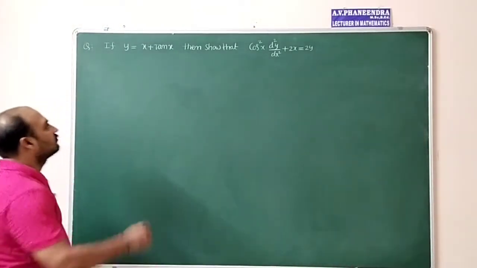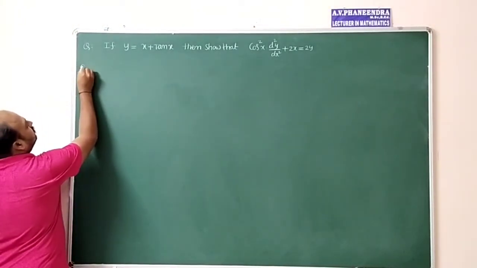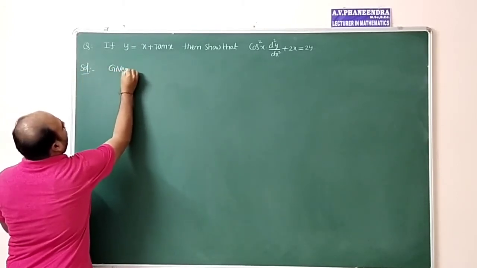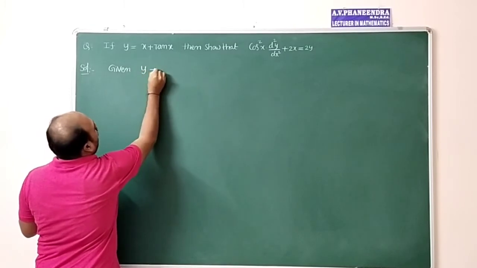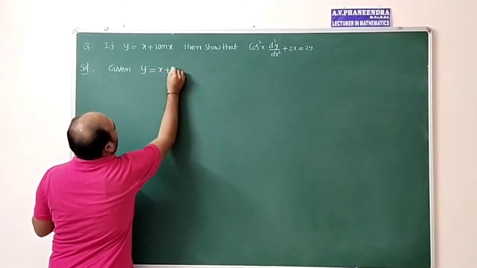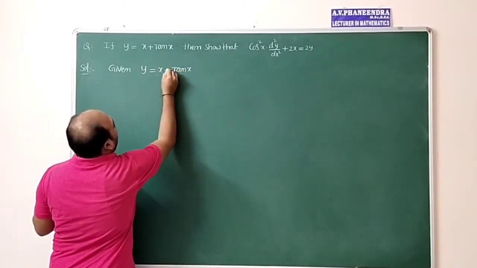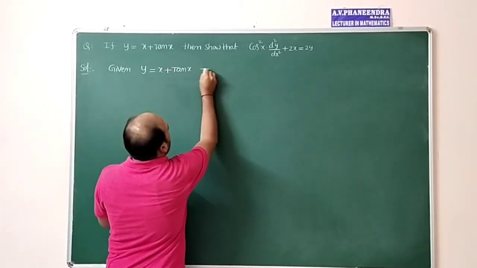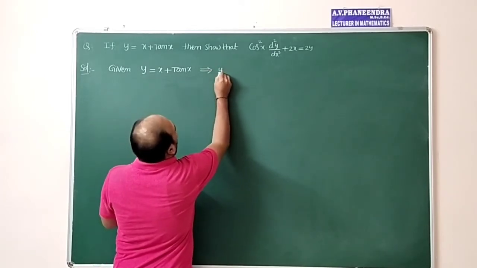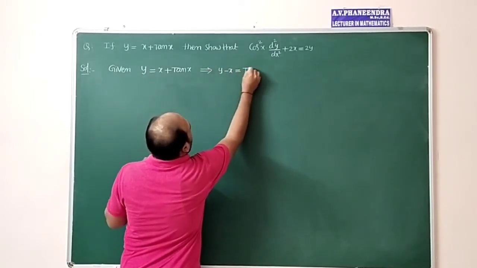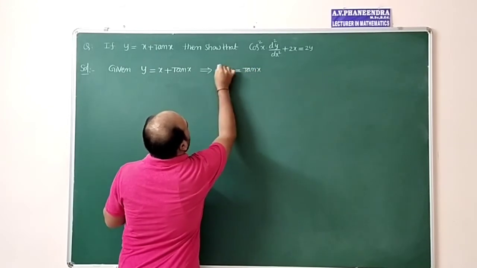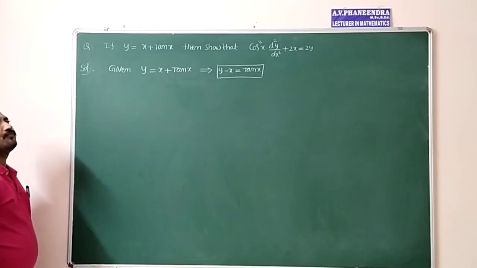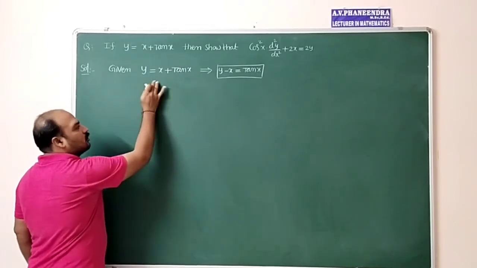First, given y is equal to x plus tan x. From this, we can write y minus x is equal to tan x. Put it in a box. This value we can use in some incoming steps. After that, this value you have to differentiate.